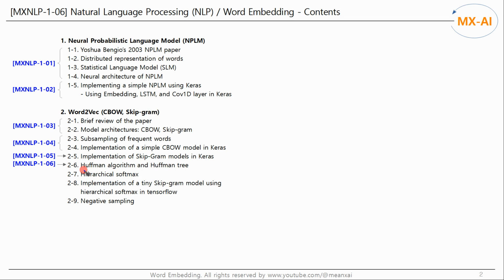In this video, we looked at the Huffman algorithm and wrote code to create a simple Huffman tree. In the following video, we will implement a simple skipgram model using hierarchical softmax based on this tree.